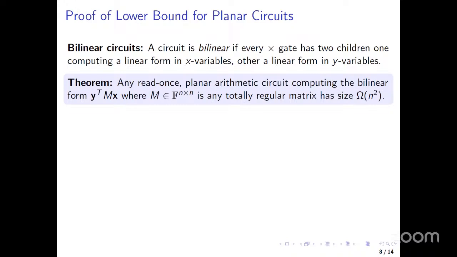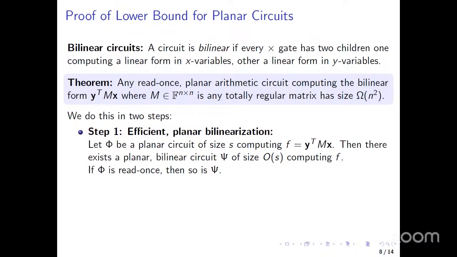So a bilinear circuit is a circuit where if you look at any product gate, it has exactly two children. One computes a linear form in the x variables, the other computes a linear form in the y variables. That's what we'll call a bilinear circuit. And we'll try and prove this theorem using this definition of bilinear circuits.